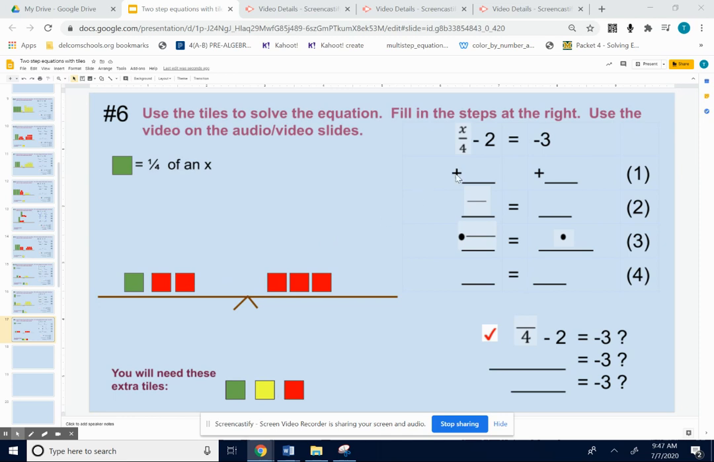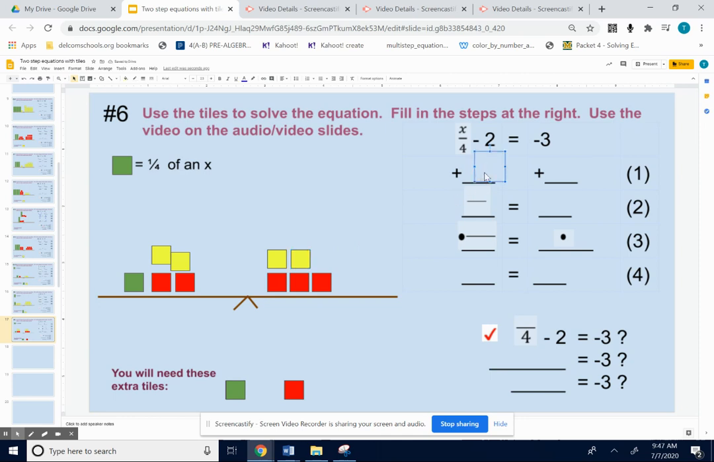And notice I have an addition sign. So even though you could subtract instead, let's just stick with adding, since that's the way I set this up. To get rid of the 2 reds next to the partial rectangle, you would have to add 2 yellows. And if you add 2 yellows to the left, you better add 2 yellows to the right to keep it balanced.